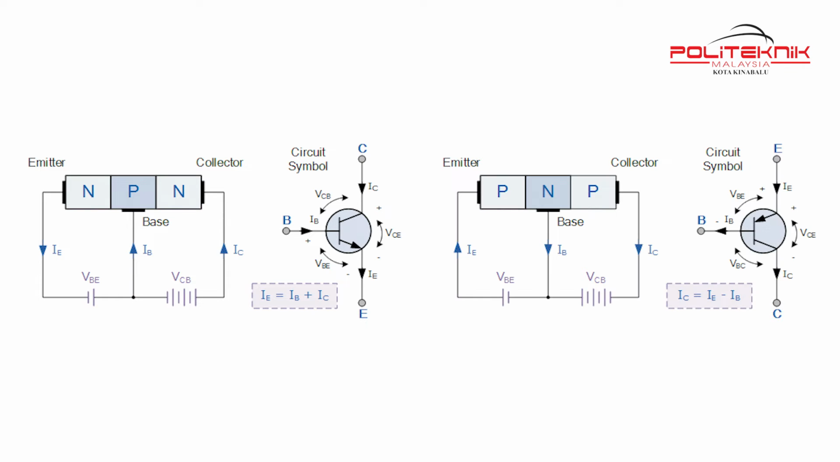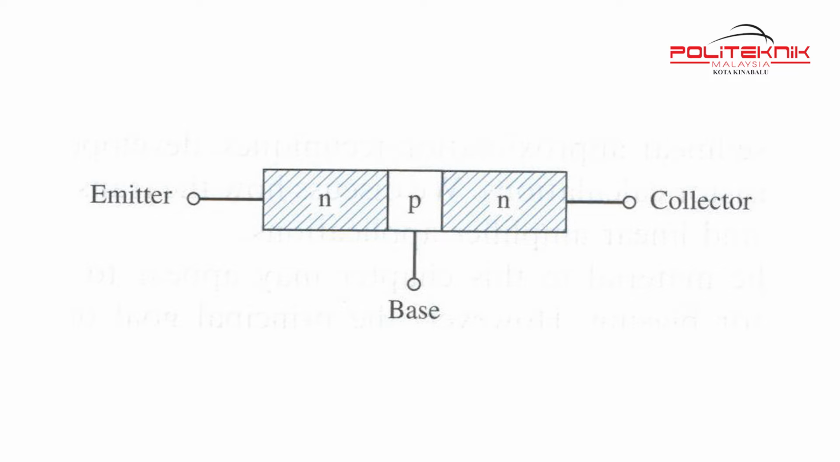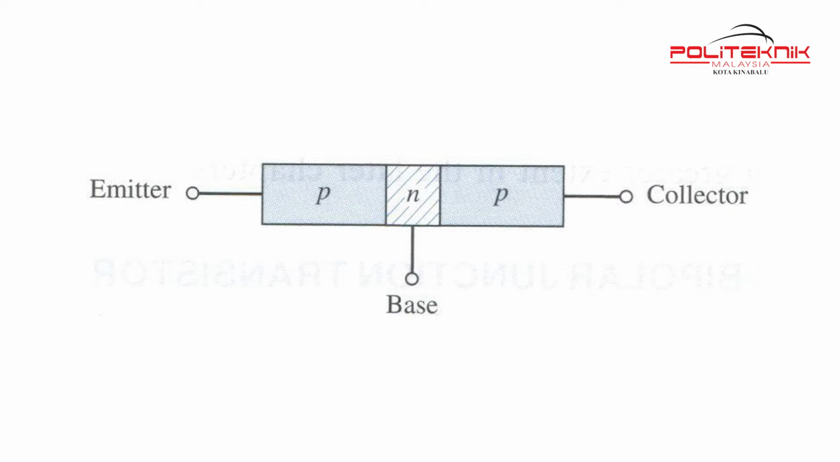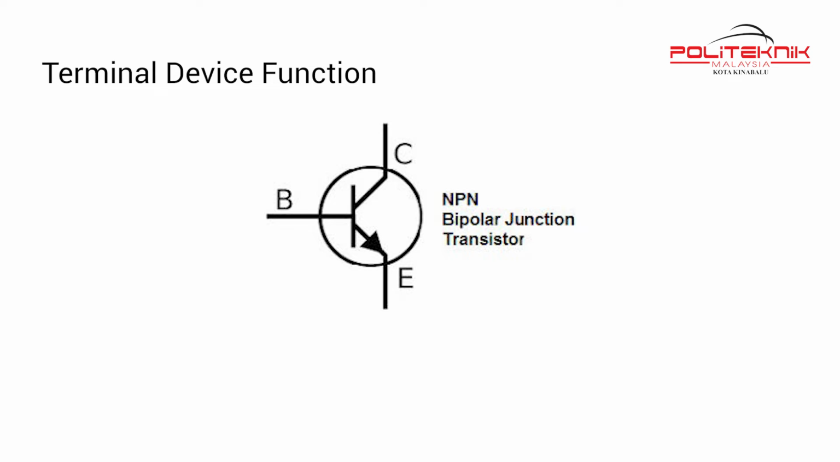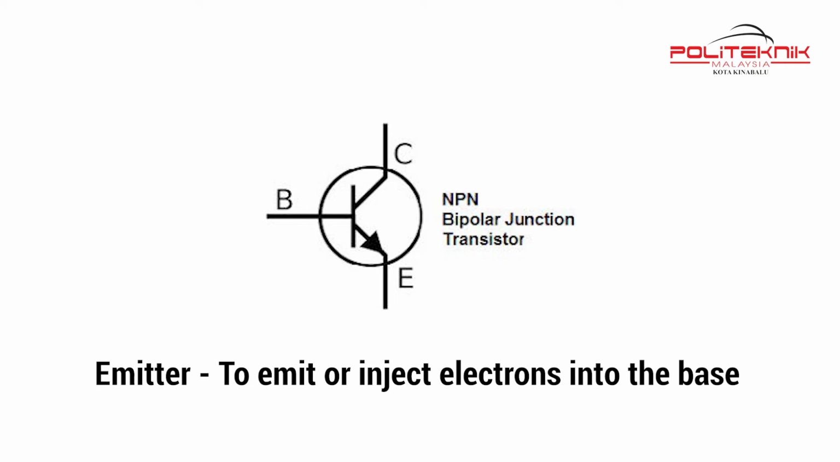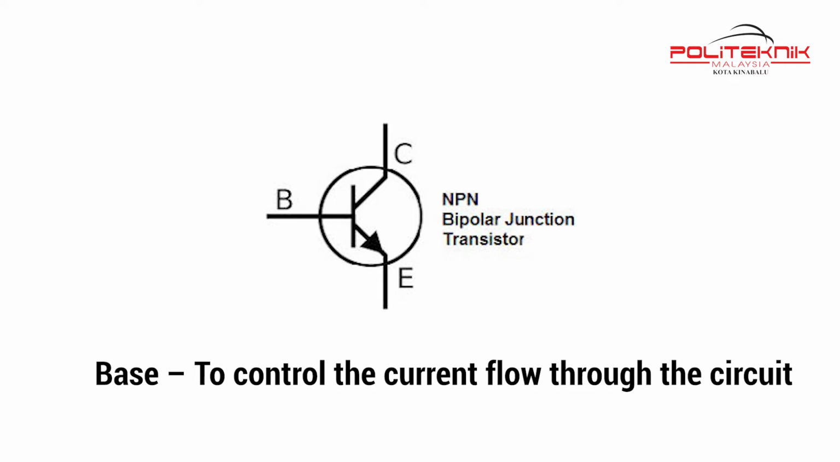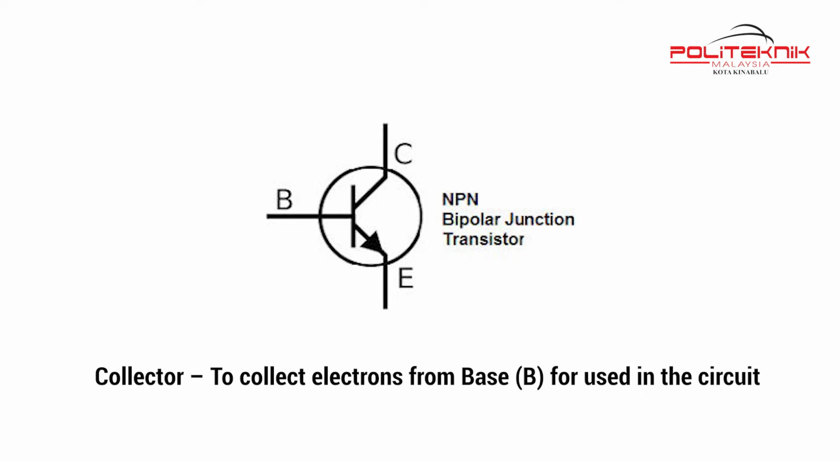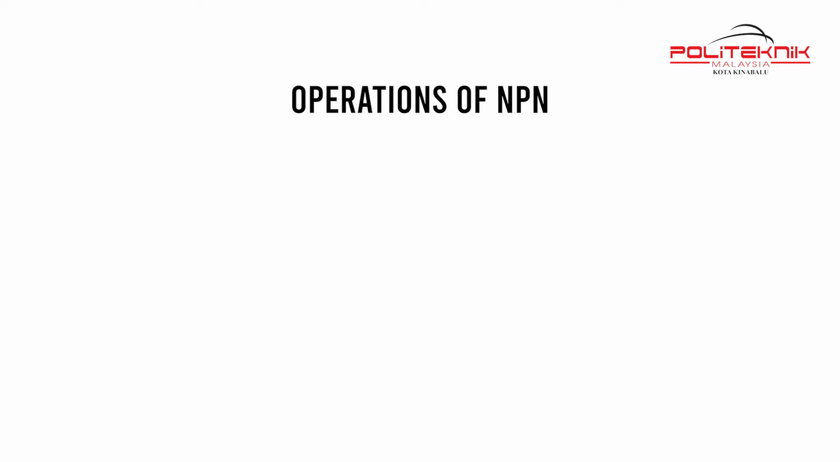There are two types of bipolar junction transistor, NPN and PNP. The NPN bipolar transistor contains a thin P region between two N regions. The PNP bipolar transistor contains a thin N region sandwiched between two P regions. The function of each terminal is: first, the emitter, to emit or inject electrons into the base; second, the base, to control the current flow through the circuit; and third, the collector, to collect electrons from the base for use in the circuit.